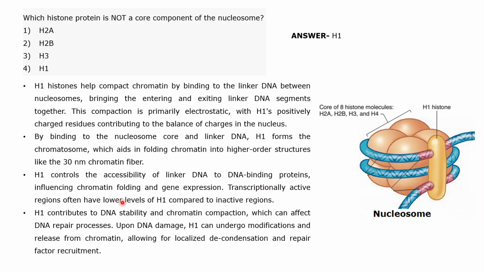Transcriptionally active regions often have lower H1 compared to inactive regions, because whenever the DNA is tightly wound to a histone octamer, the region becomes transcriptionally inactive. That particular region is also called heterochromatin, right?